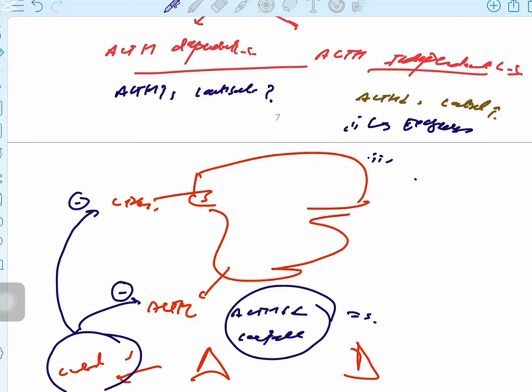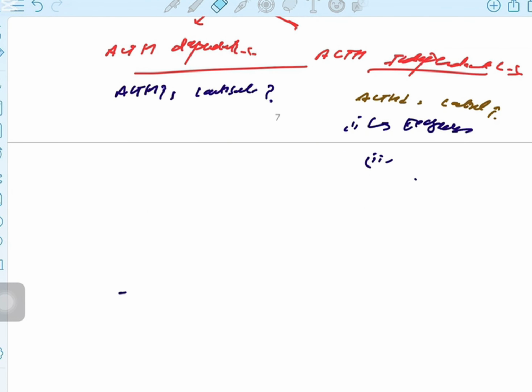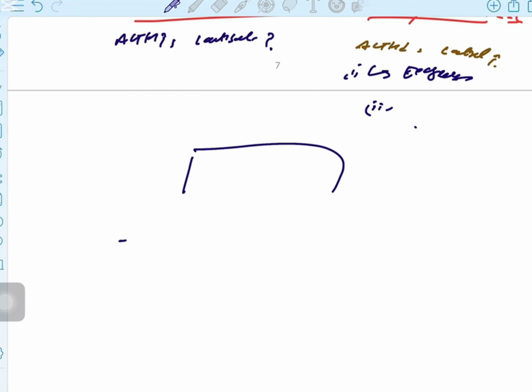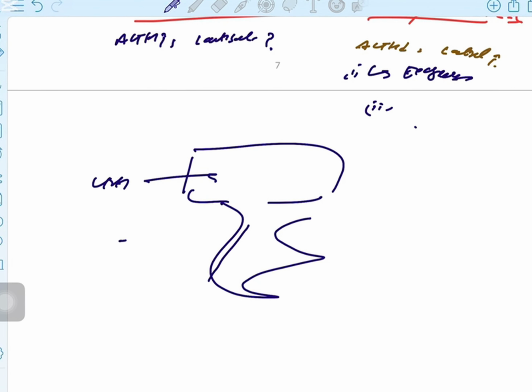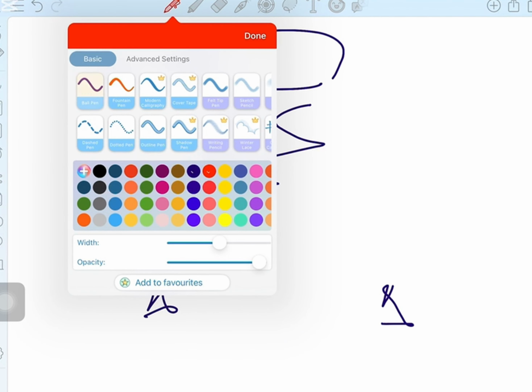Okay, now we will discuss the other cause. Guys, just take an example: this is the hypothalamus, this is the corticotropin releasing hormone, this is ACTH, and we know that two types of adrenal gland tissue are present, and from the adrenal gland, what is basically produced?